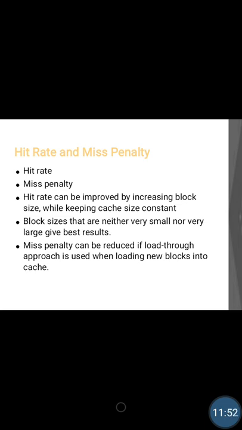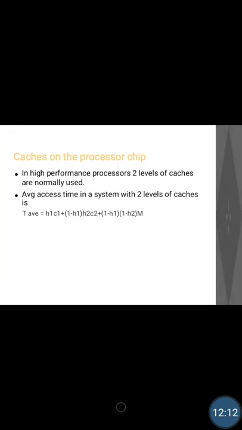So block sizes that are neither very small nor very large should be chosen, which will give the best results, right? Then miss penalty can be reduced if the load-through approach is used when loading new blocks into the cache. So this is how we can improve the performance of a computer, isn't it? Then the average access time can be calculated by using this formula.